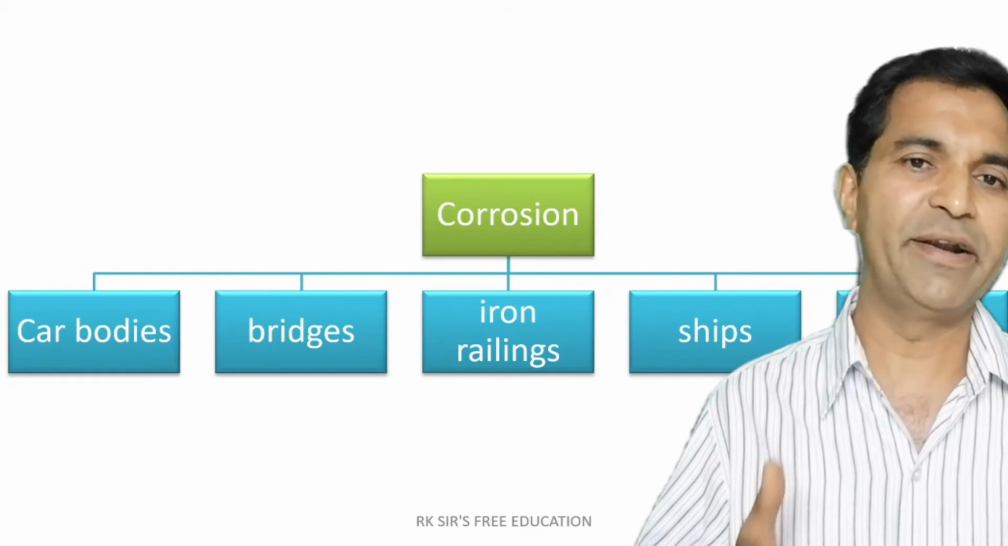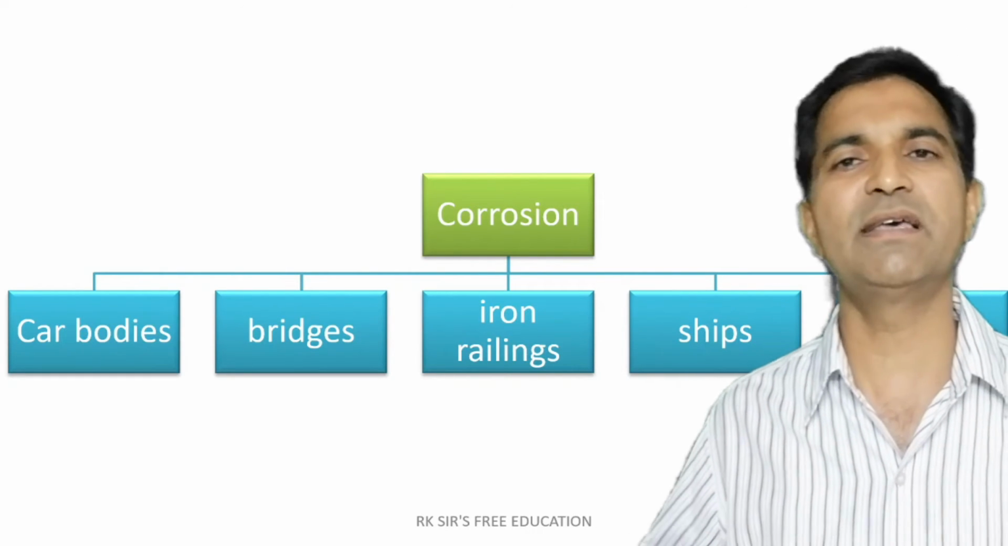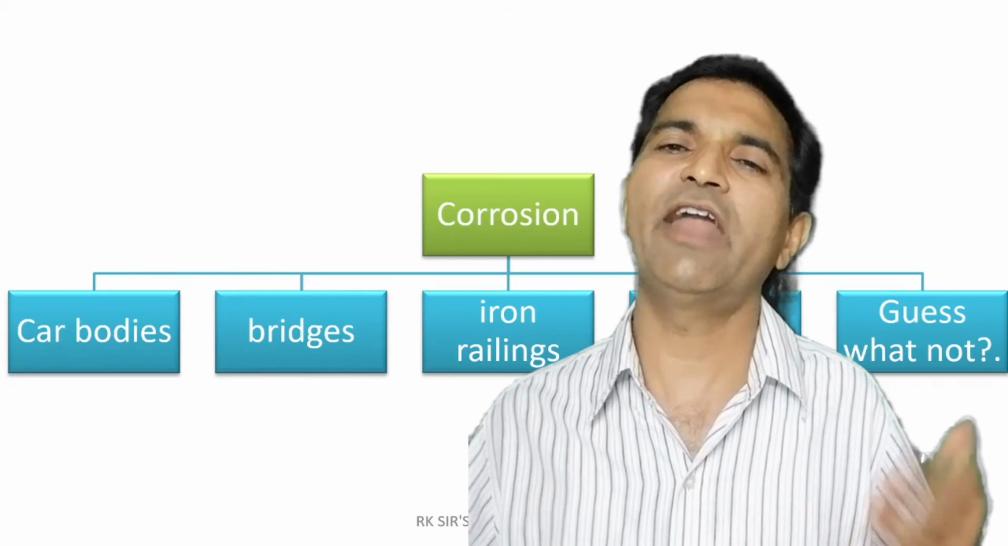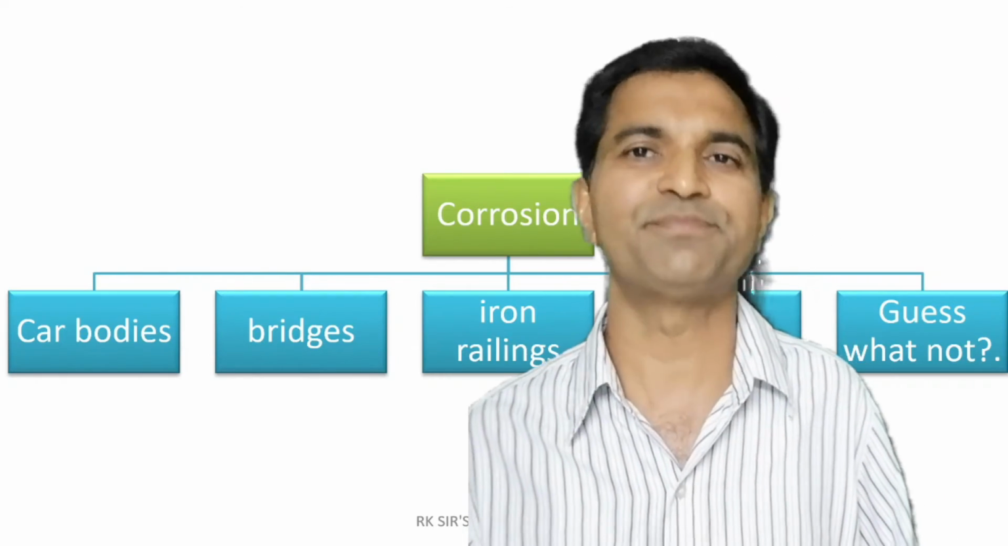Corrosion leads to damage to car bodies, bridges, iron railings, ships and whatnot, almost everywhere. So this is an example of corrosion. This ship might have been very new one day, but now it has been rusted, it has been corroded, isn't it? So this is the effect of corrosion. Hence, it costs us a lot. We'll have to get rid of this corrosion by painting and whatnot.